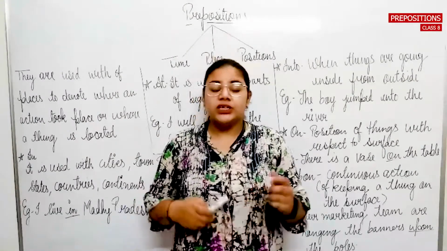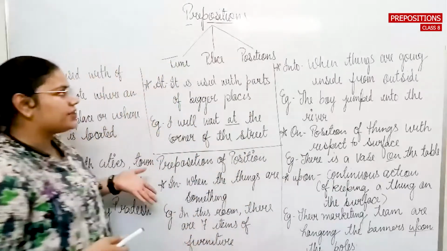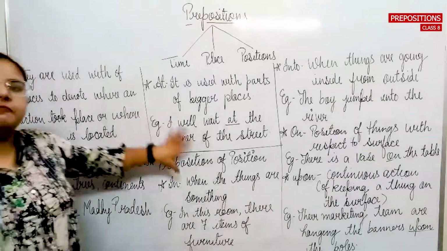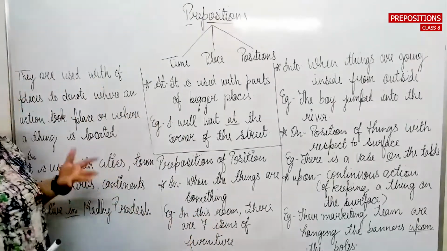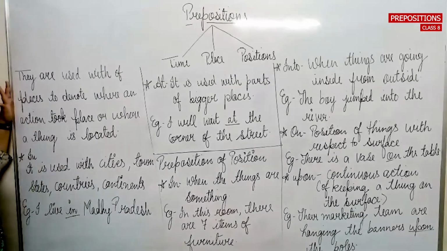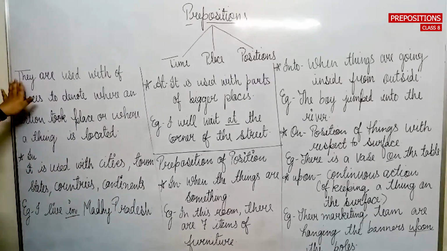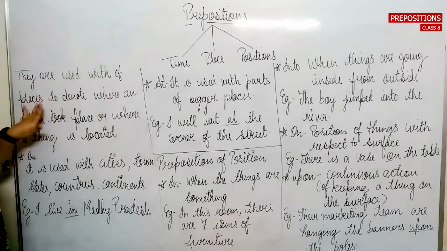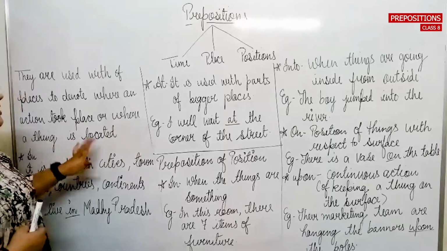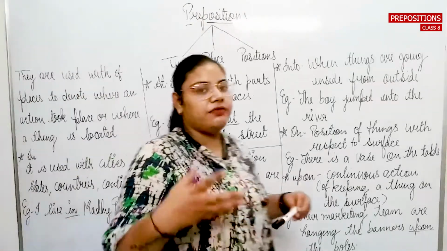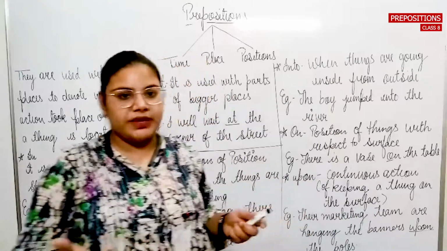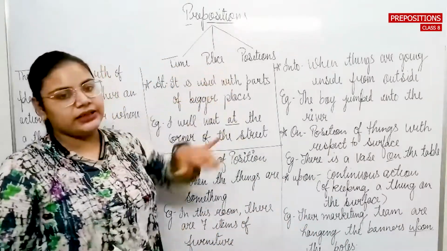I hope you have understood all the previous videos that we have already done. So today we are going to start with another part of prepositions, and today the topic is the preposition of place. So what does the preposition of place basically talk about? Here I have written a definition for you. The prepositions of place are used with a place to denote where an action took place or where a thing is located. We all know that prepositions talk about three basic things: time, place and position.